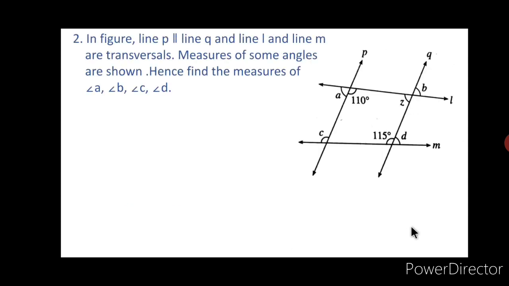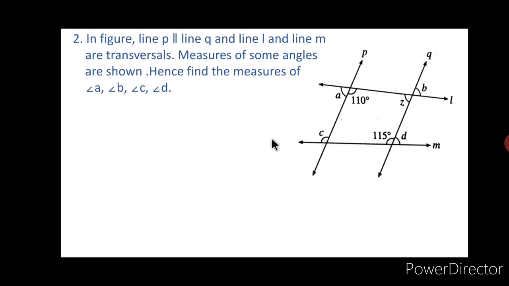Then the second question is, in the figure, line L, line P and line Q are parallel lines, and line L and line M are their transversals. Measures of some angles are shown here. Then we have to find the measure of angle A, the measure of angle B, and also the measures of angles C and D.